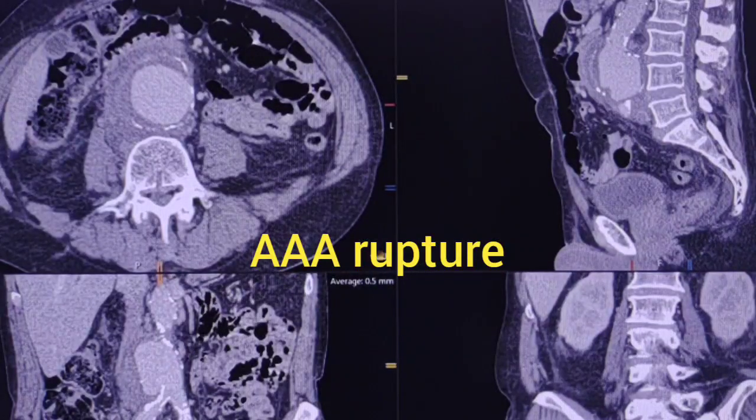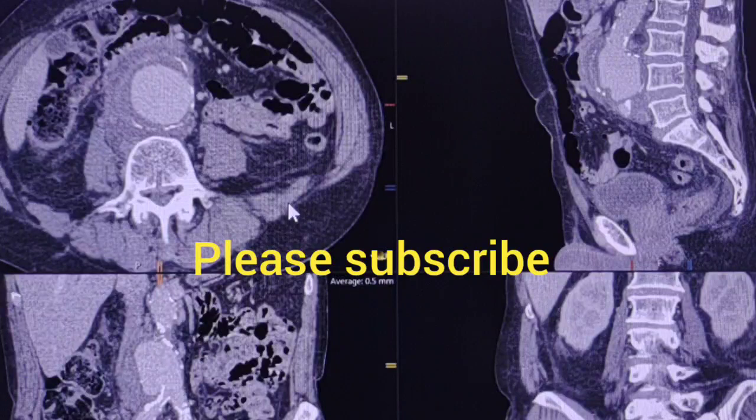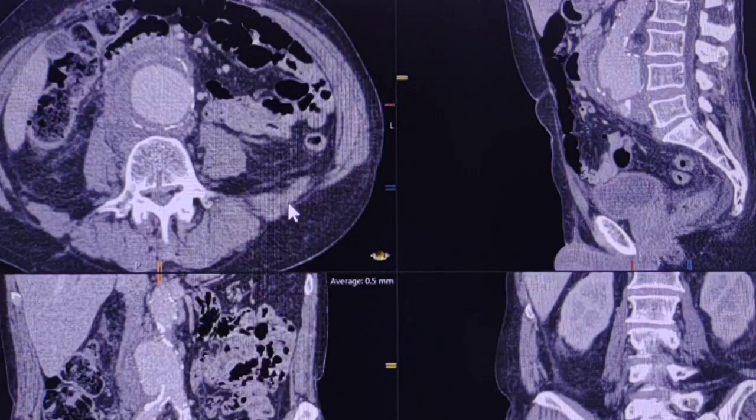So let's start with the first case, which is a contained or impending abdominal aortic rupture. This is a male patient, 61-year-old, with known abdominal aortic aneurysm, worsening abdominal pain since a few days ago, radiating to back. The patient was hemodynamically stable.